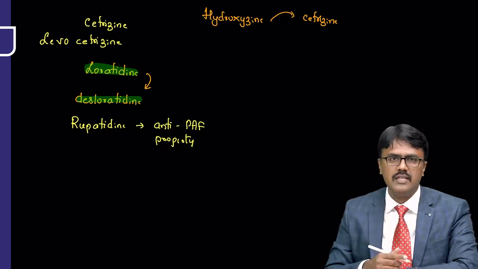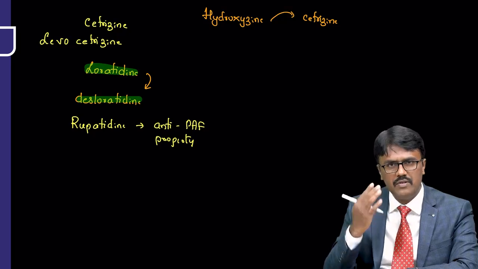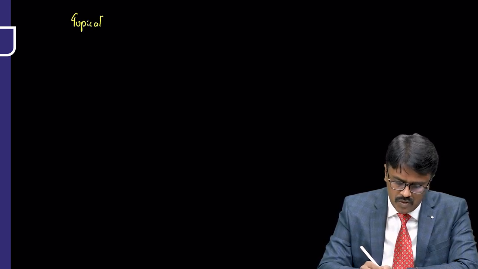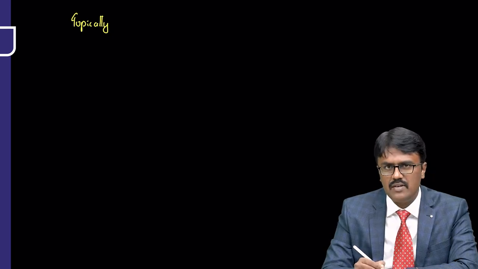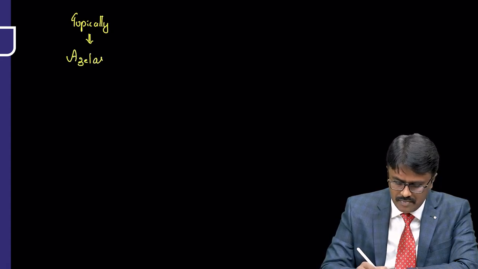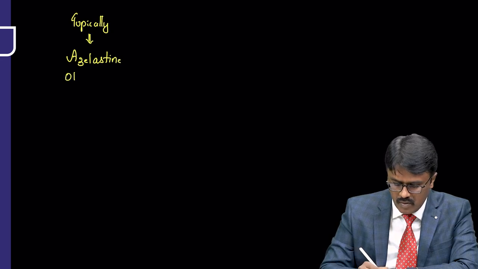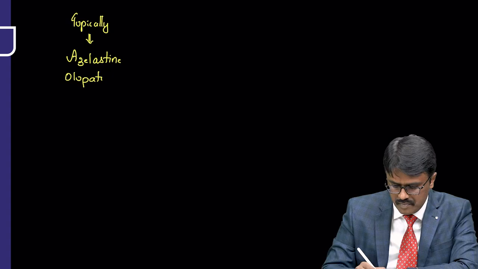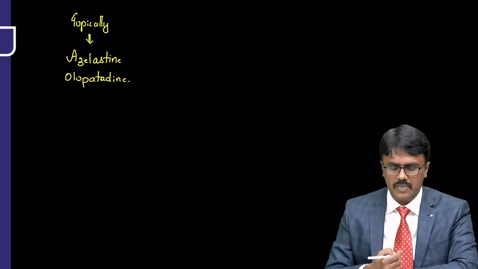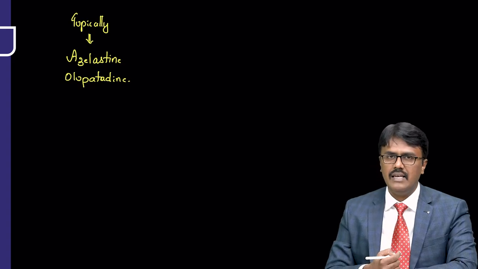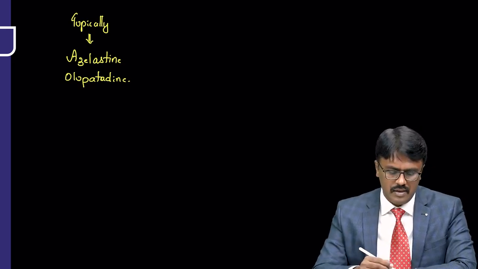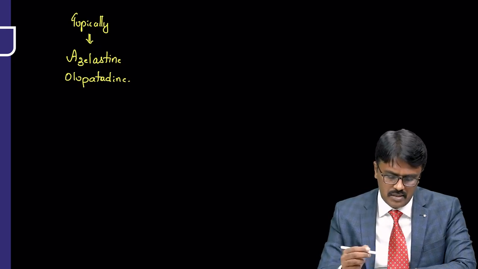Now, is there any topical antihistamine which we can use as nasal spray or as eye drop? Yes, we have topical antihistamines. They are applied topically and they are all second generation only. The topically applied antihistamines are azelastine and olopatadine. You can use them as eye drop or as nasal spray. So these are the antihistamines I had to discuss, and I told you which are active and what are their products. So that is about histamine and antihistamine.